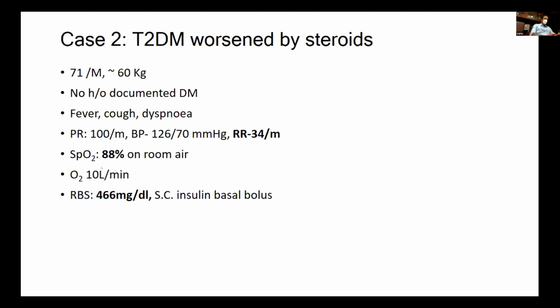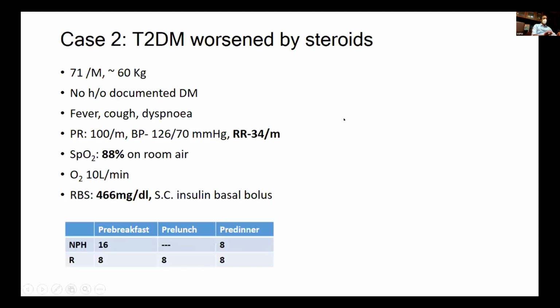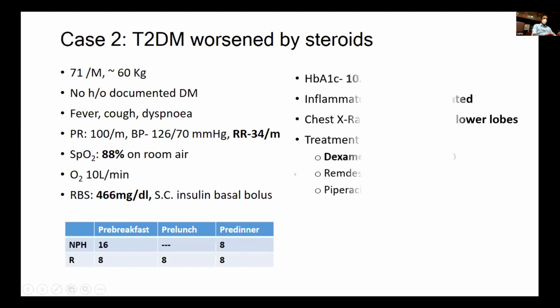So this is a high blood sugar. This may be because of the infection, or there might be a pre-existing diabetes which got worsened by the infection. So how to know that? Usually this can be known by doing a hemoglobin A1C. So we sent the hemoglobin A1C and started him on insulin, again basal bolus insulin. So this was the regimen which was started.